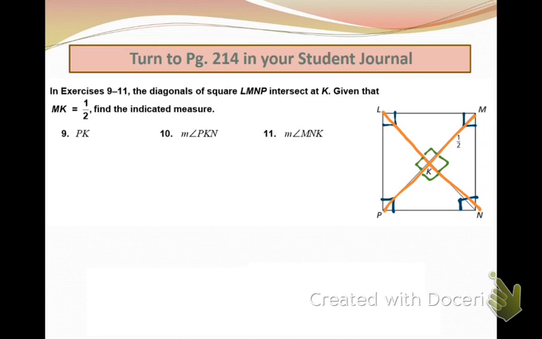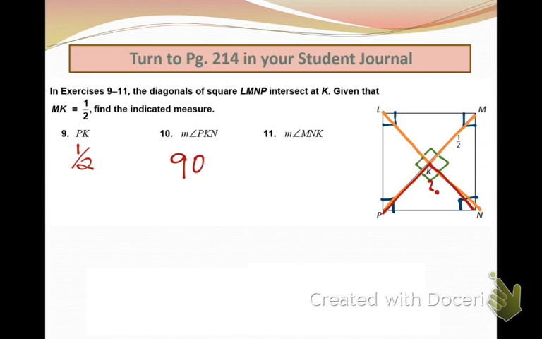Number 9, we're going to find PK. What is the length of PK? 1/2, because MK is 1/2. It asks to find PKN. PKN, which is right here. We've already said it. How many degrees is it? 90.